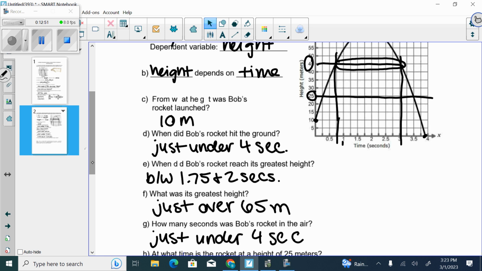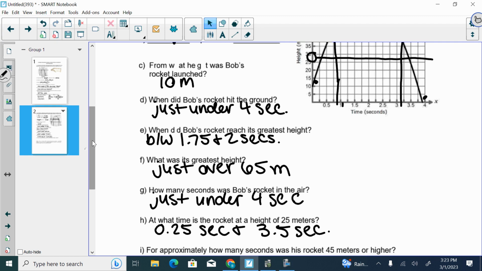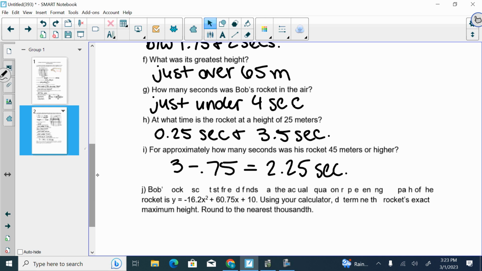So I'm going to do 3. I think that was one off on the key. I need to fix that. So I need to do my 3 seconds minus my 0.75 seconds. So approximately, what's that going to give us? If you have a key, you might want to make that little adjustment there. It's 2, not 1. All right.